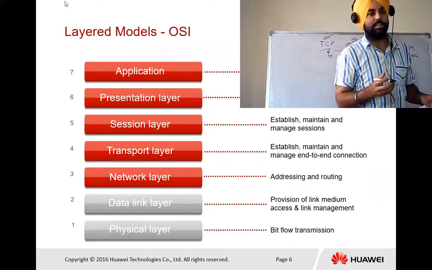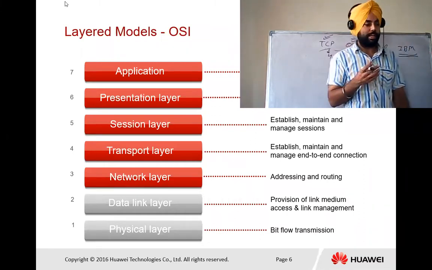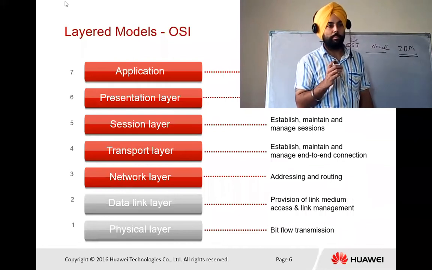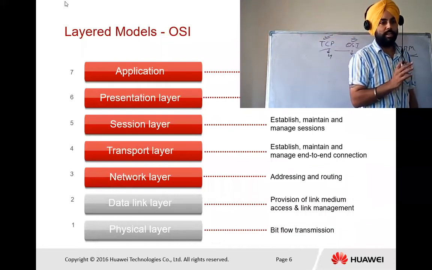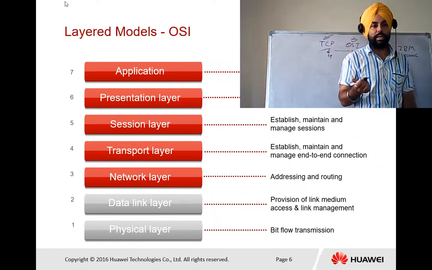Third, that is network layer. When we are talking about the physical layer, that means our data is transferred in the form of bit by bit. And at that time, we need one physical connection between two or more devices.